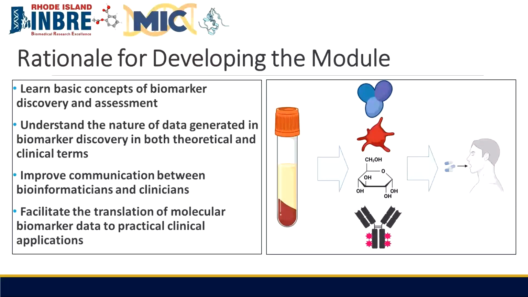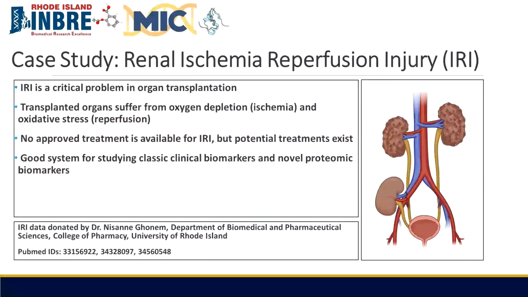While a broad view of the system might be informative, a practical clinical biomarker must be cheap, easy to measure, and diagnostically useful. Bridging this communication divide is important if the biomarkers identified through experimental analysis are to be translated into practical clinical applications. For this module, we are using as our case study a rat renal ischemia reperfusion injury model using biomarker and proteomic data provided by Dr. Nissan Gonam, Department of Biomedical and Pharmaceutical Sciences, College of Pharmacy, University of Rhode Island.